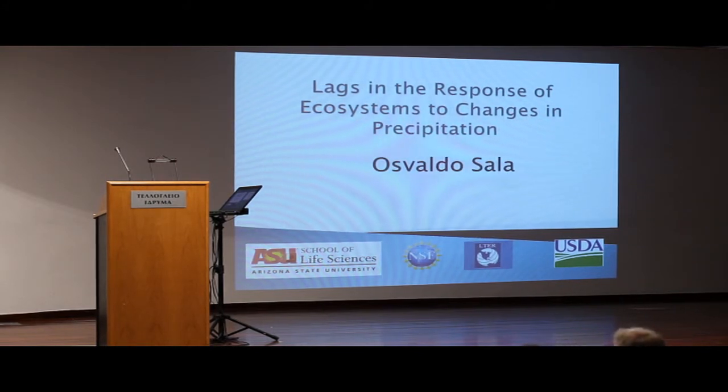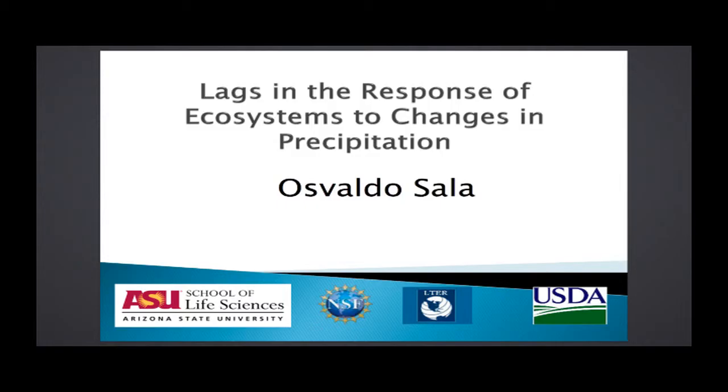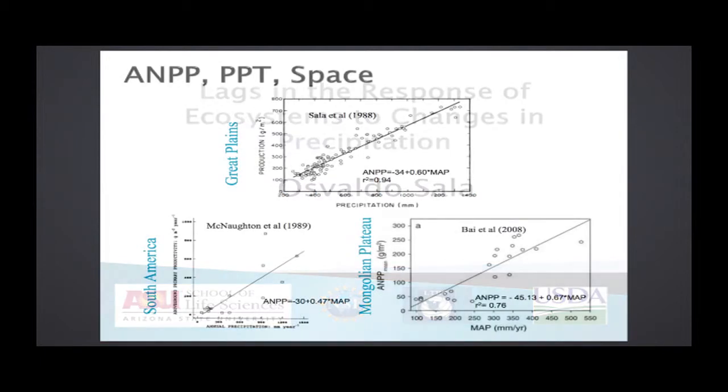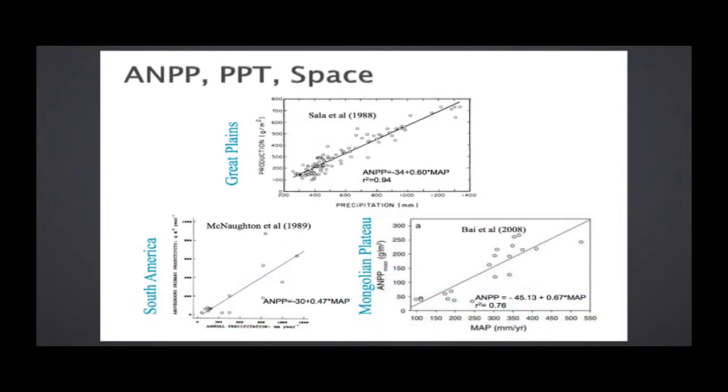So the topic of today's talk is lags in the response of ecosystems to changes in precipitation. And I'll start with something that we've known for a long time: there is a strong relationship between primary production and mean annual precipitation. And this has been established for a lot of places.